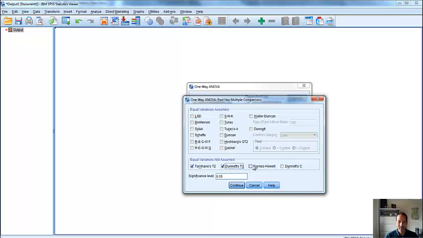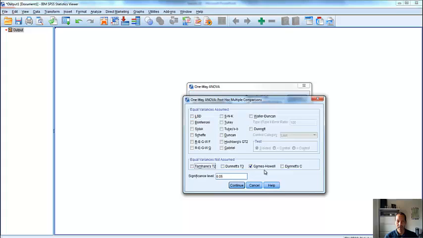these. Right? Yes, let's try these. Let's see what comes up. Actually, I've decided let's use the Games-Howell test instead of these other ones.